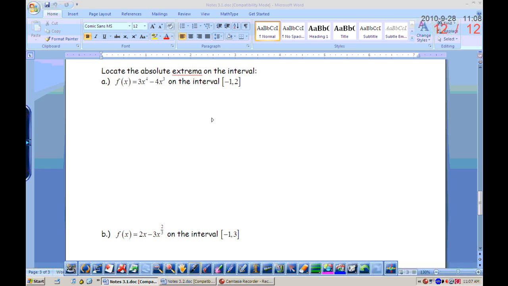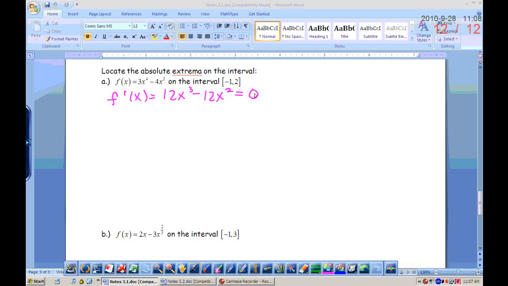Critical numbers are where the derivative equals what? 0 or undefined. So the first thing I need to do is take the derivative. The derivative is 12x to the third minus 12x squared. And I need to know where this derivative either equals 0 or where it's undefined. Is that derivative going to be undefined anywhere? No. It's a polynomial. A polynomial is never undefined.